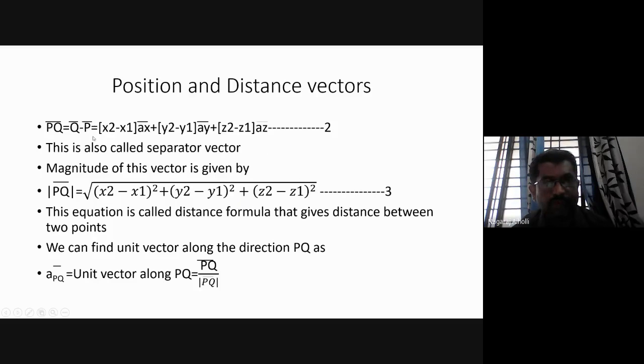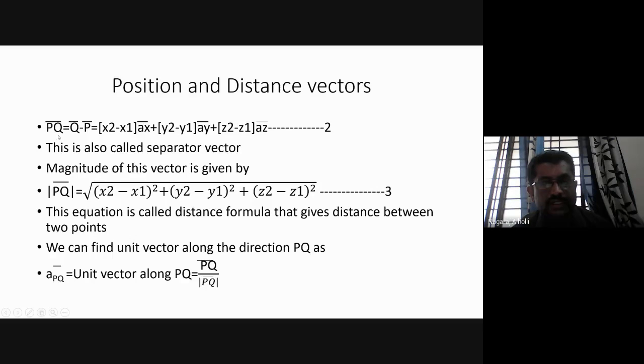PQ bar is Q bar minus P bar, that is end point minus starting point, which gives us x2 minus x1 into ax bar plus y2 minus y1 into ay bar plus z2 minus z1 into az bar. This distance vector is also called the separator vector.